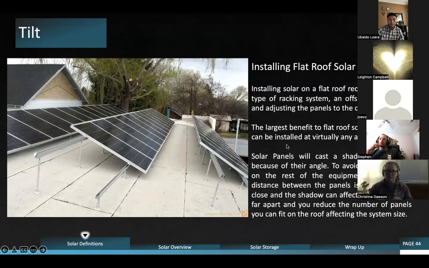So the largest benefit to flat roof solar is the system can be installed in virtually any azimuth and any tilt. The solar panels will cast a shadow behind them because of their angle. To avoid creating shade on the rest of the equipment, the correct distance between the panels is necessary. Too close together, and they're going to shade each other, and too far apart, you'll reduce the number of panels that will actually fit on that roof.